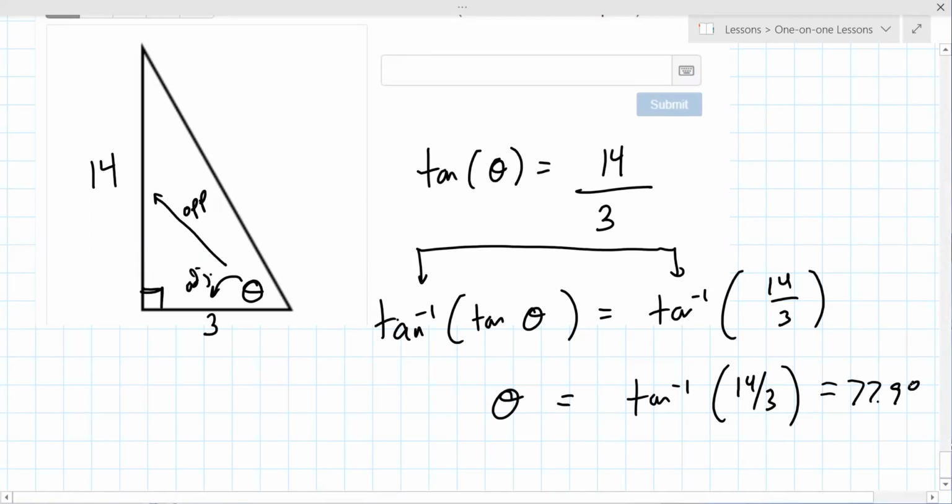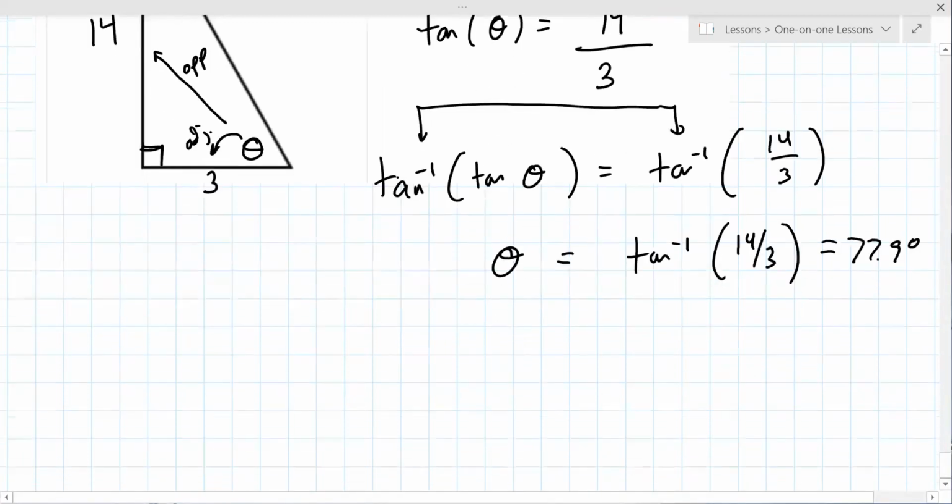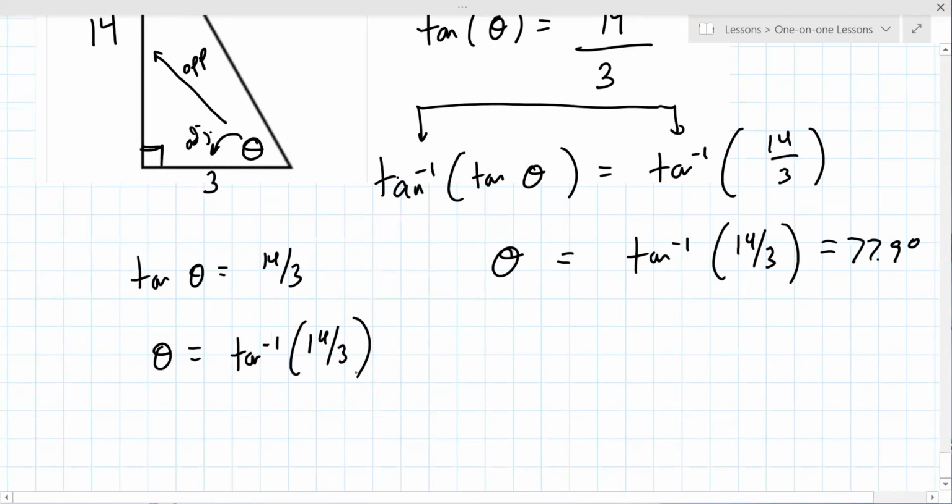So, could I just write the right part of the equation every time instead of doing all the other steps? Because that's what we're doing in class. Yeah, so I'm giving you full information. Here's how I would have you solve this problem. Tangent theta equals 14 over 3. Theta equals tan inverse 14 over 3. Is that what you're doing in class? Yes.